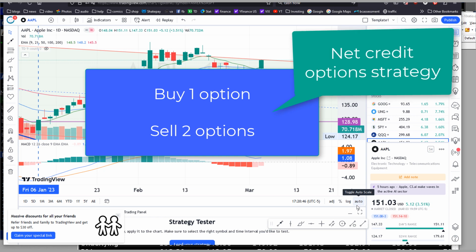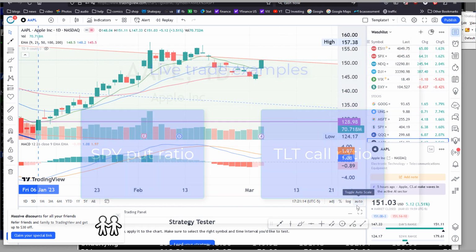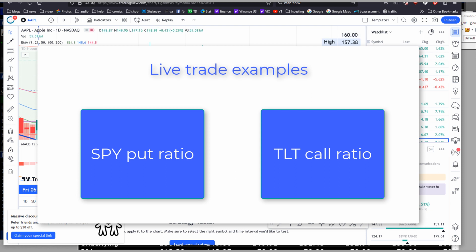So in this video, I'll be showing how to put on a ratio spread strategy, how to manage it over time, and a couple of real-world examples where I use this strategy for a bearish trade and a bullish trade just in this past week.